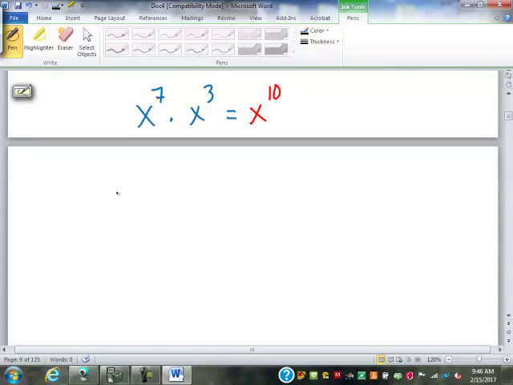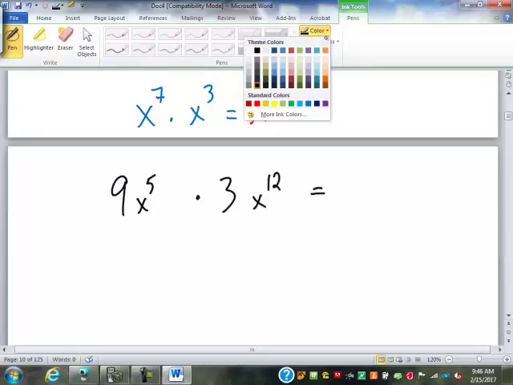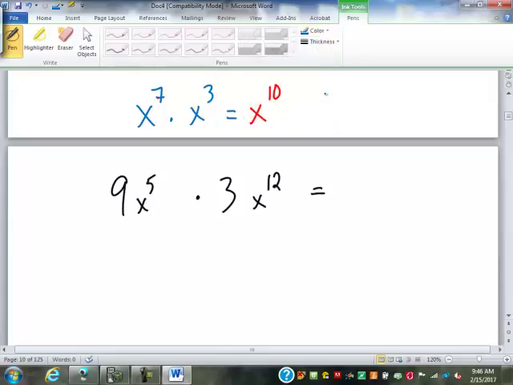Now we can throw numbers in there like 9x to the 5th times 3x to the 12th. Now this is where it's tricky. So many people get stuck in, oh, when we multiply, we add. Well, you gotta be careful. We are still multiplying. So this is multiplication. We combine the counts. We're multiplying, so we are still going to combine the counts with multiplication. So 9 times 3 is what? 27.